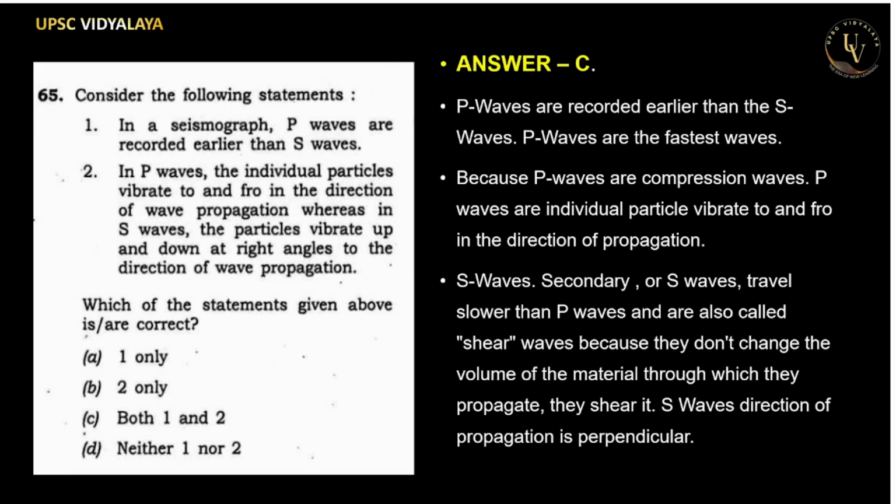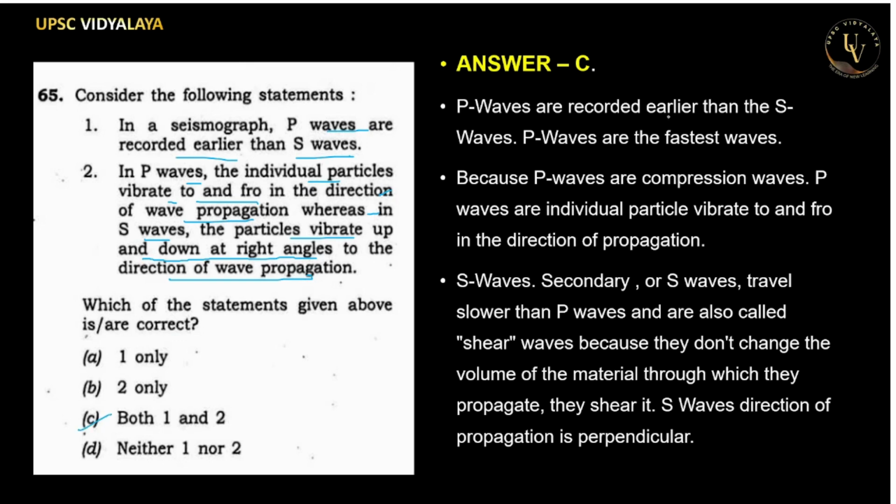Consider the following statements. In a seismograph, P waves are recorded earlier than the S waves. In P waves, the individual particles vibrate to and fro in the direction of wave propagation, whereas in S waves, the particle vibrates up and down at right angles to direction of wave propagation. Which of the statements given above is correct? See the question. Both 1 and 2.